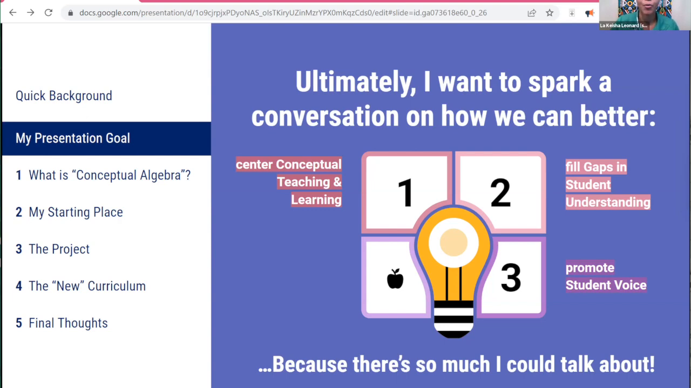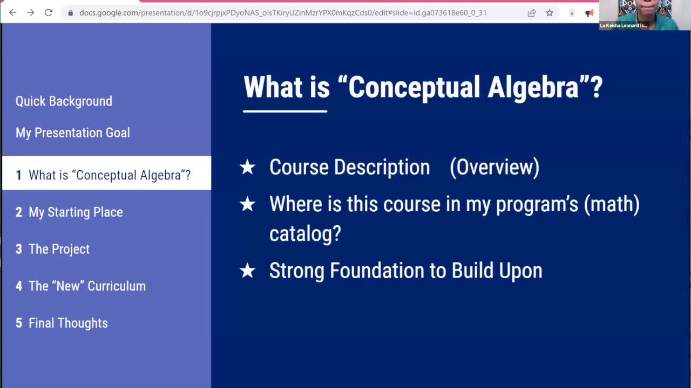Okay, so what is conceptual algebra? I'm going to go through a brief overview of the course description. I'm going to show you where this course is placed in my program's catalog for math. And then I'm going to share the strong foundation that I've already been able to build upon.